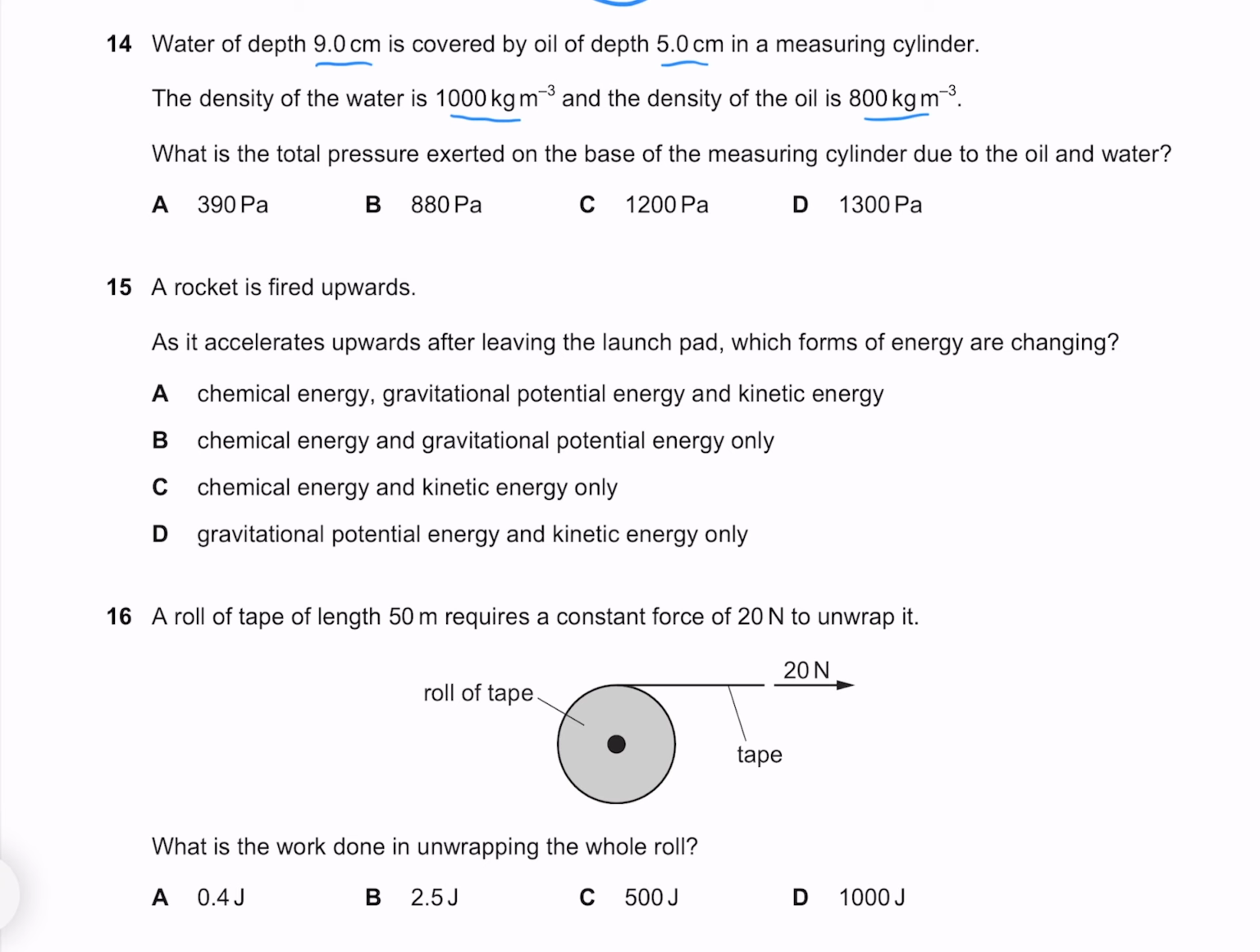Our equation for our hydrostatic pressure is density times gravity times height, which for our water is 1000 times our 9.8 times our depth of 9 centimeters, which is 0.09 meters. For our oil, that is 800 times our 9.8 once again, times our depth of 5 centimeters, which is 0.05 meters, which gives me 1300 pascals, so our answer must be D.